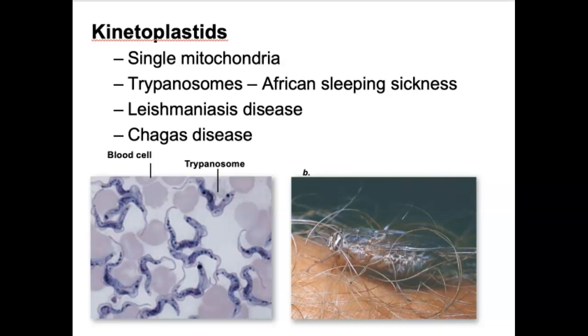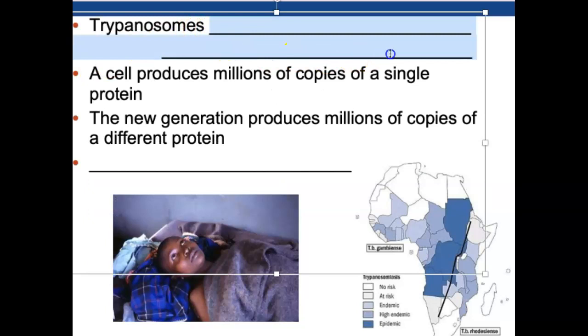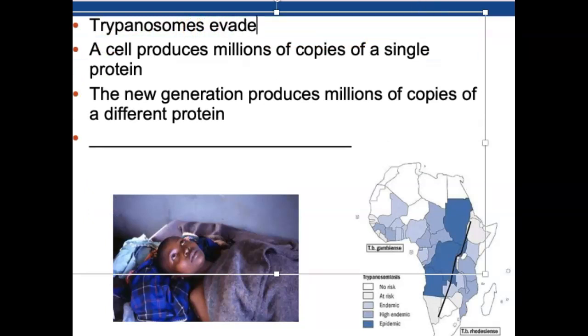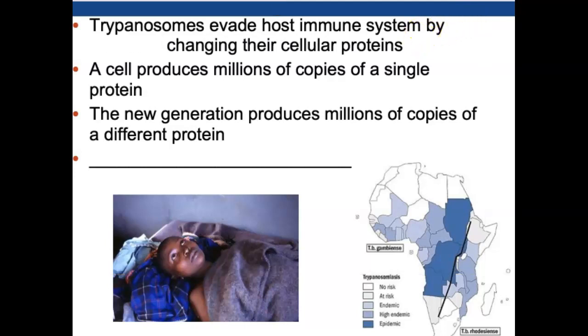So, we're going to talk about African sleeping sickness, the trypanosomes. Trypanosomes are crazy little protists that can evade the host immune system by changing their cellular proteins. The immune system responds by looking at a cell, let me draw it here, and we have these little protein markers, whether it's a virus, a bacterium, or whatever.